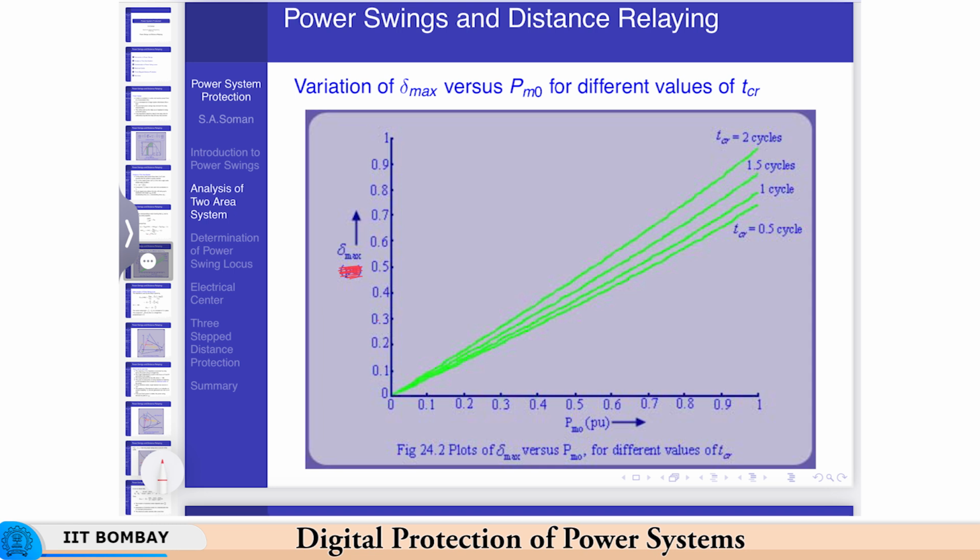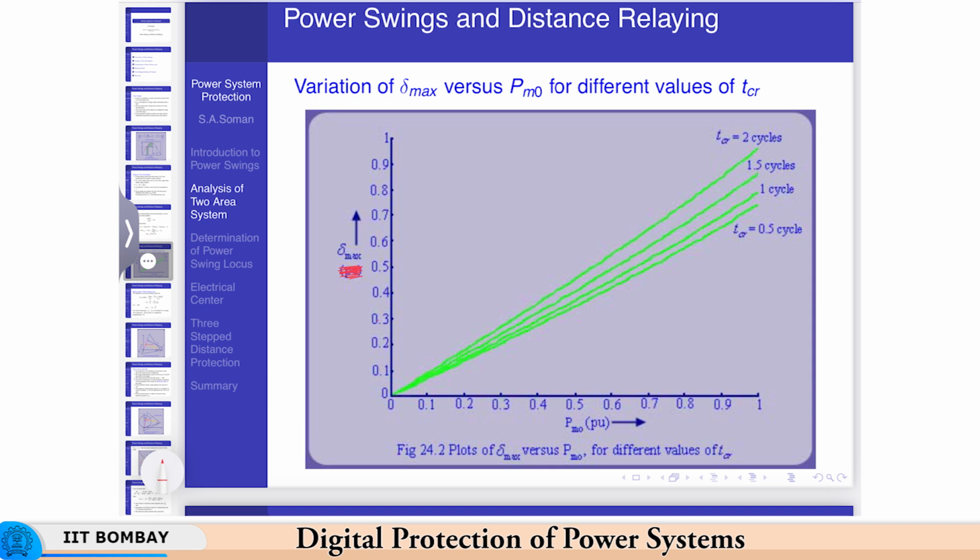Minimum you require 2.5 to 3 cycles, but this is just to show you what will happen if your fault clearing is delayed. So, one more reason why speed is important in relaying.